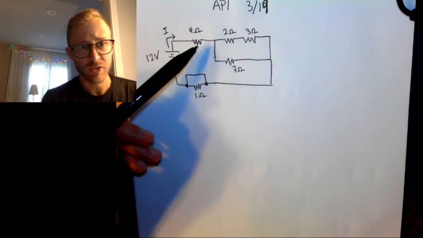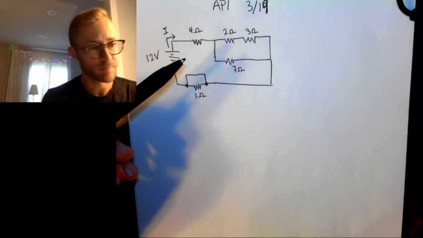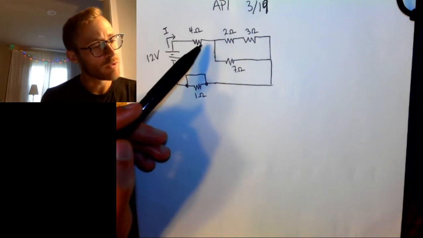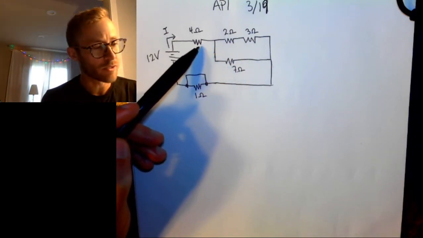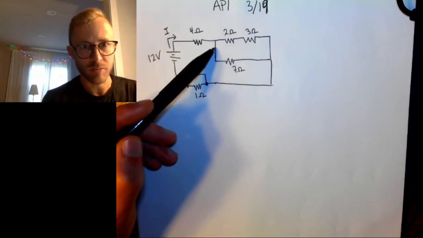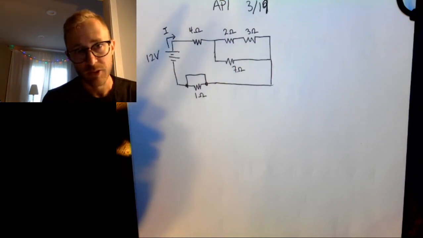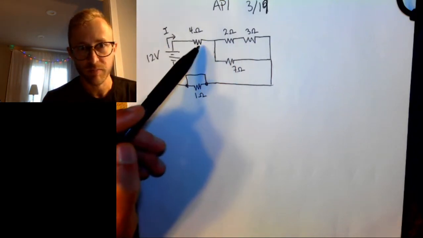That looks like it's in series, but it's actually not in series. The reason is because it's one resistor then another, but there's a wire that comes out in between them and goes through that 7 ohm resistor. So those two are not in series.